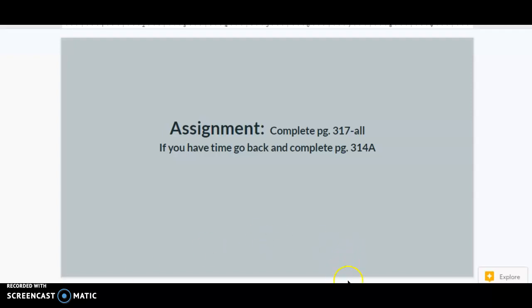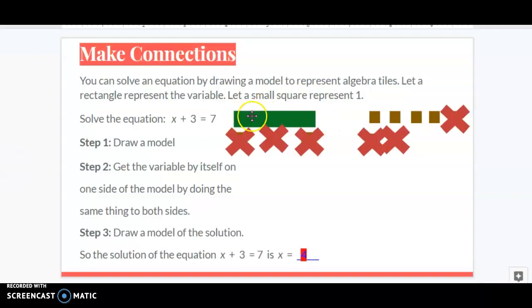But basically, you're drawing out your x's plus whatever they tell you on the left, and on the right, you're going to write down what it's equal to, and you're going to practice crossing them out on the left, crossing them out on the right.